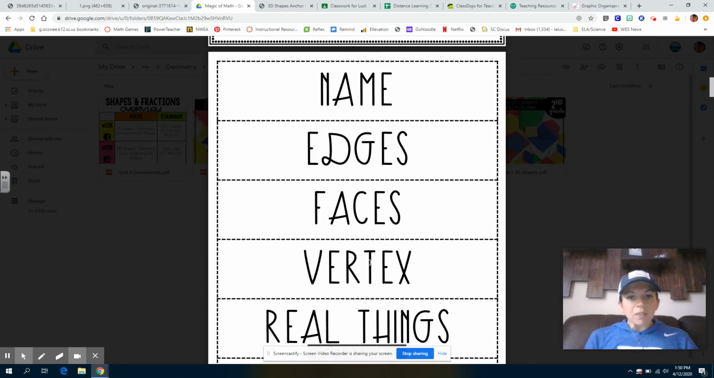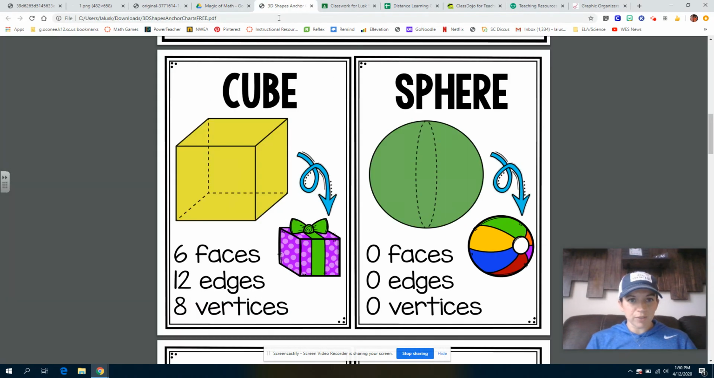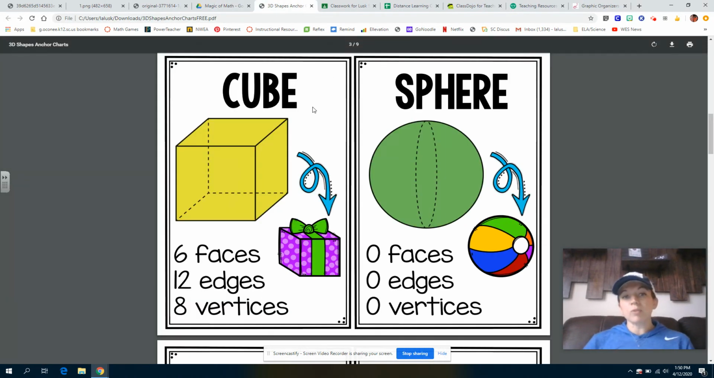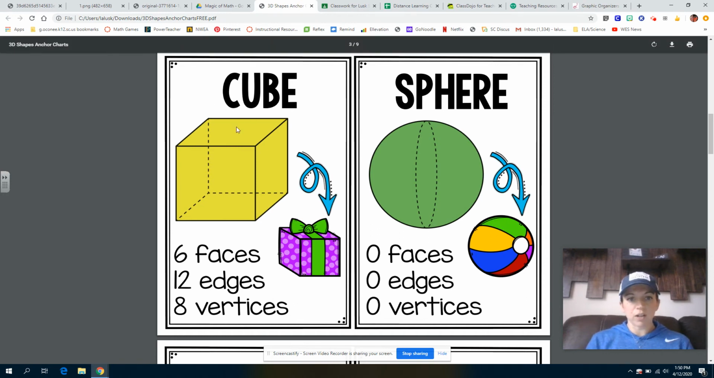Now, you have several different 3D shapes. You have a cube, which is going to be the important one for second grade, and we'll come back to that one in just a second. Cubes are anything like ice cubes, a present, blocks.